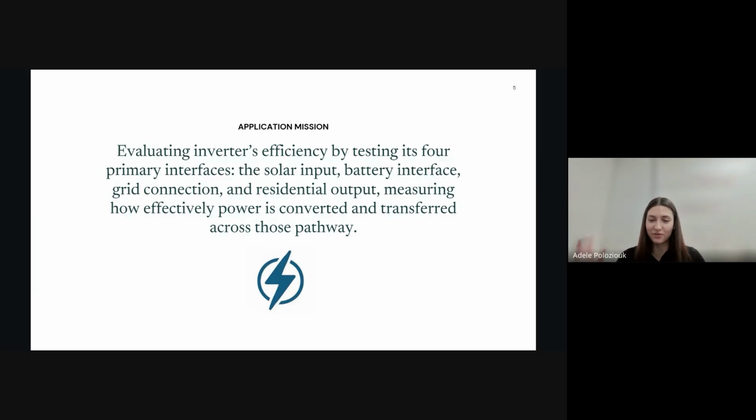Now, my overall mission in this project was evaluating our inverter's efficiency by testing its 4 primary interfaces. In this case, it's the solar input, battery interface, grid connection, the AC grid, and the residential output, like the residential load, and measuring how effectively power is converted and transferred across each of those pathways.